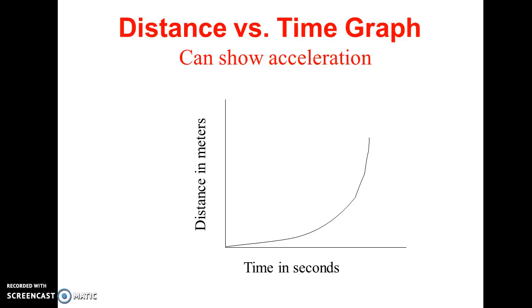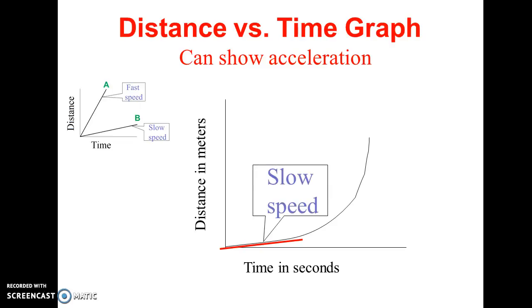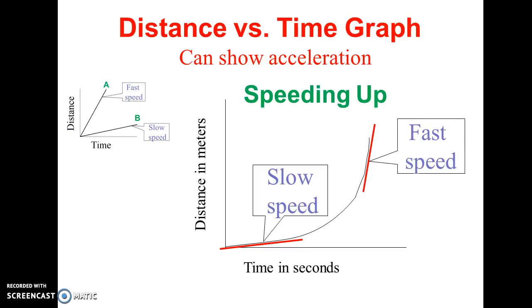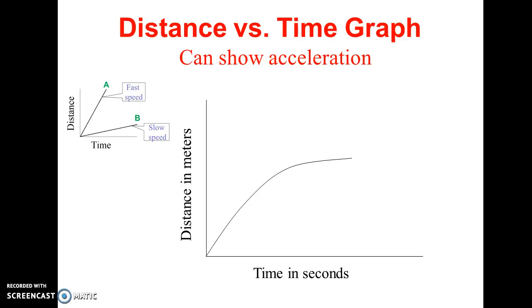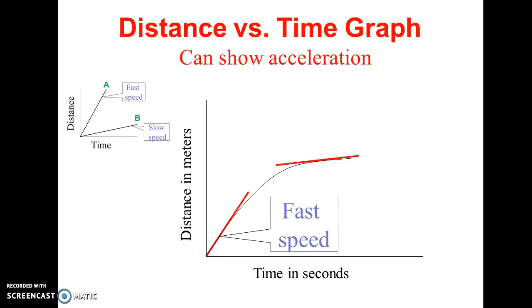You can use distance versus time graphs to show acceleration as well. Here I start with a very, very low slope, which means a slow speed, and I get to a much steeper slope, a fast speed. So I've gone from slow to fast, which means I am speeding up. To show slowing down, I start with a steep slope, meaning I'm going fast, and I gradually get to a lower slope, which means I am slowing down.